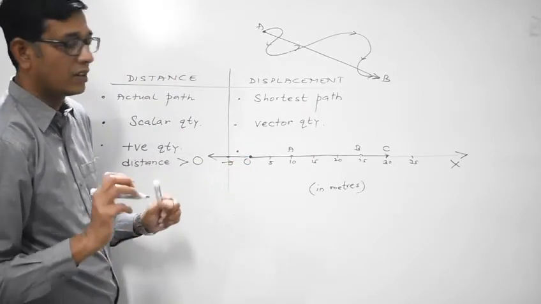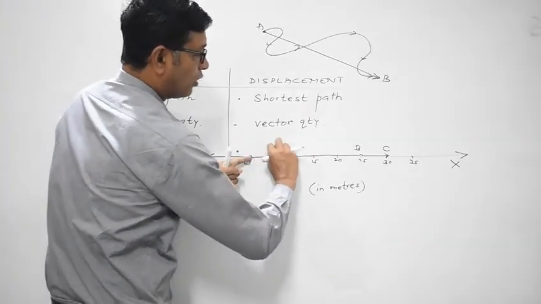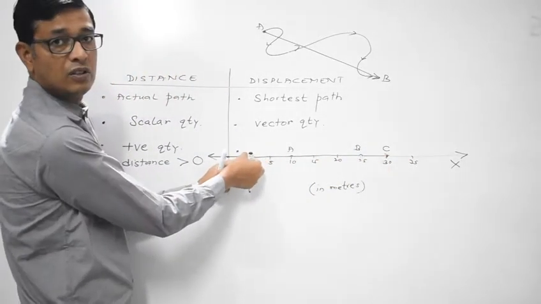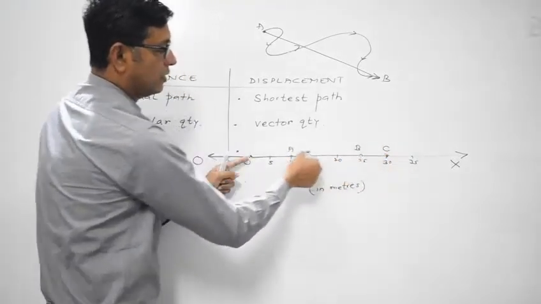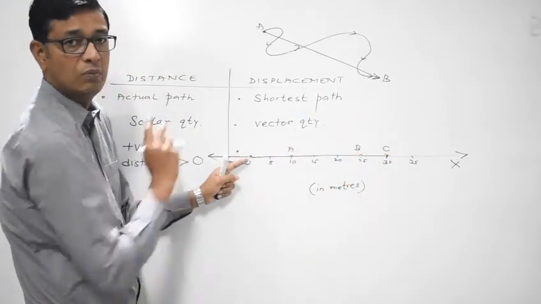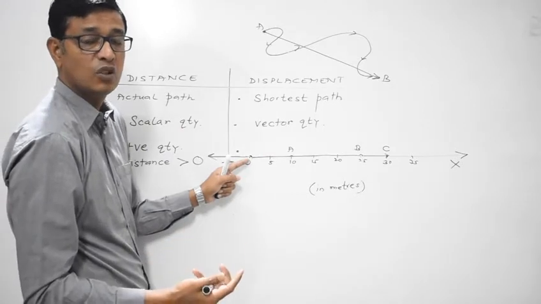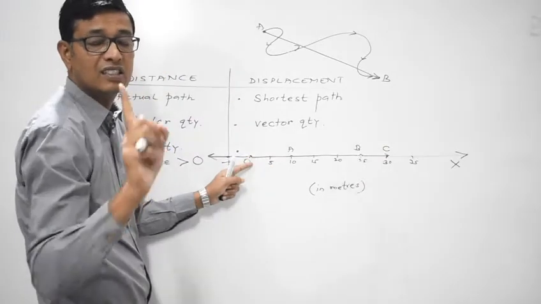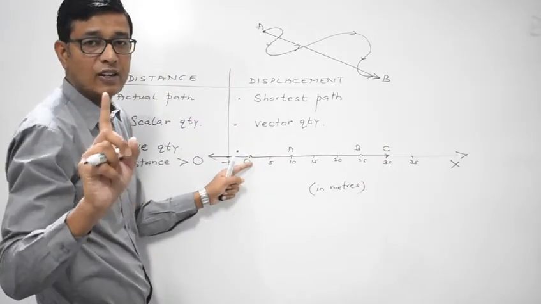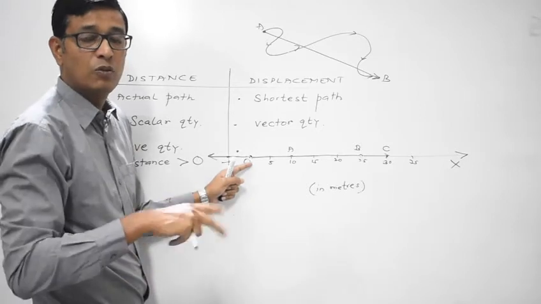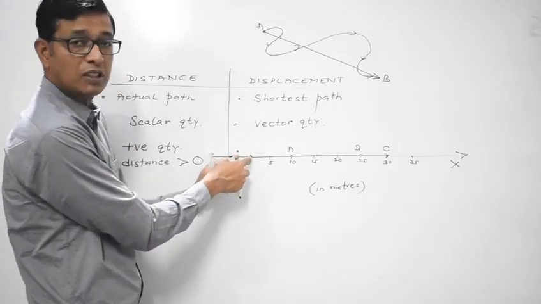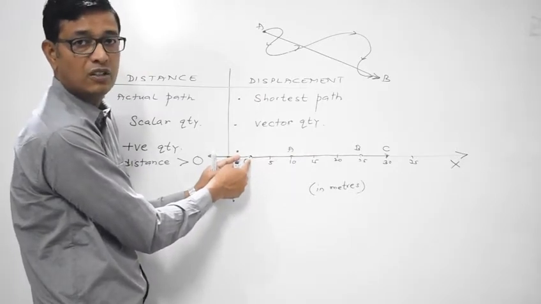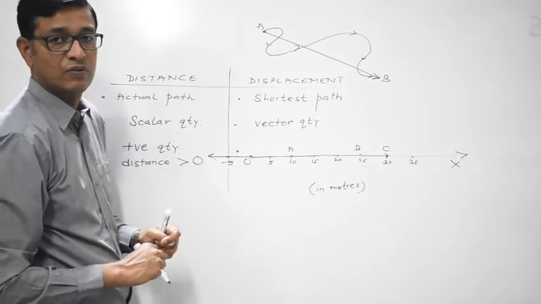Understood now? Again, if the body moves from point O, reaches point C, and again comes back to point O, so it follows a round trip, O to C and then C to O. What will be the distance covered? What is the length of the actual path covered? It will be 30 meters plus 30 meters, that is 60 meters. That will be the distance, the length of the actual path covered. What will be the displacement? The body started from this position and eventually reaches this position. His final position coincides with its initial position. So displacement would be 0.